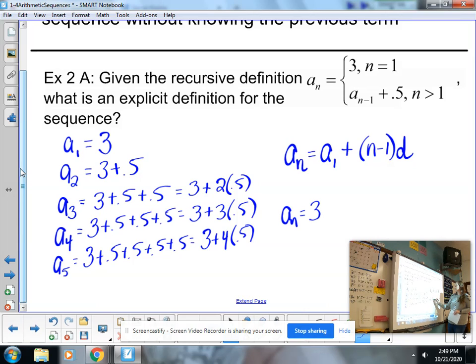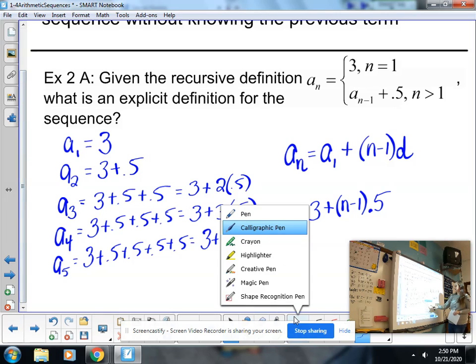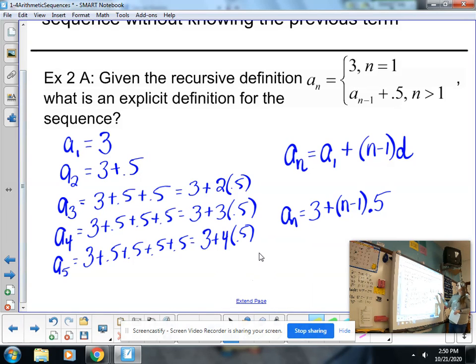So for this particular example, my first term was 3. So I'd have n minus 1 times 0.5. Again, the only things that I'm plugging in for, just like before, you're plugging in the a sub 1, and you're plugging in for the d. The a sub n and the n minus 1 are going to stay. It also doesn't matter which side of the parentheses you put the d on. You can put the d in front of the parentheses if you want. It's going to be exactly the same.